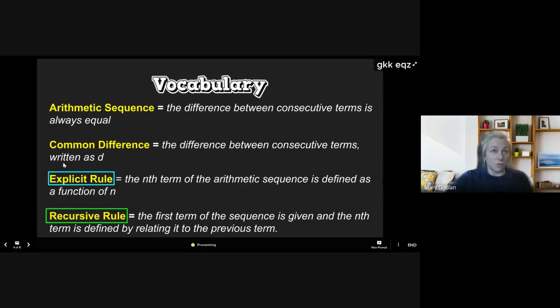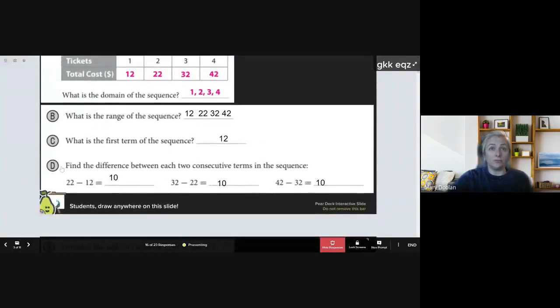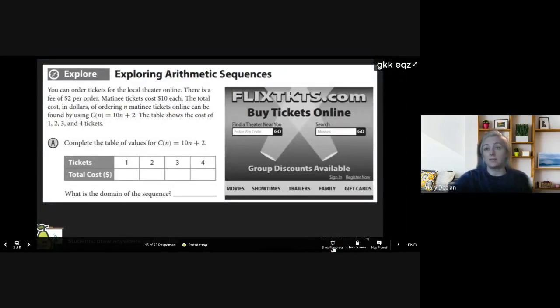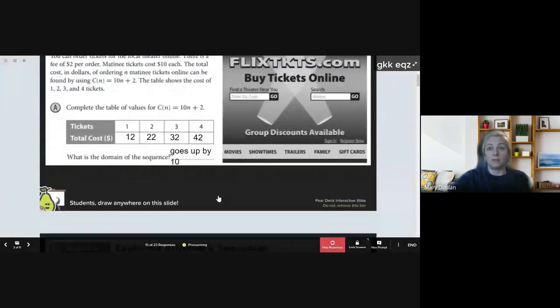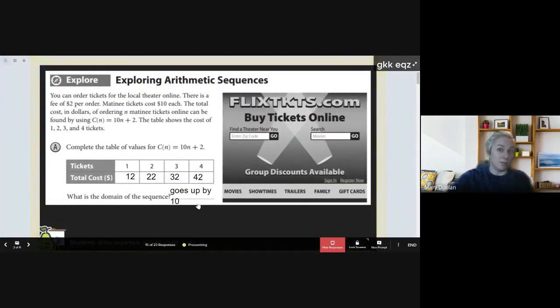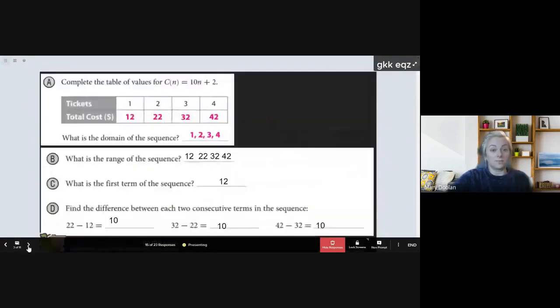And it has its own special variable, lowercase d, right? We saw that the difference on this last one turned out to be 10. 10 was what we were adding each time. And even back on this slide, somebody came up with that. Yes, goes up by 10. So they figured out what the difference of the sequence was. That wasn't the domain, but they did figure out the difference.